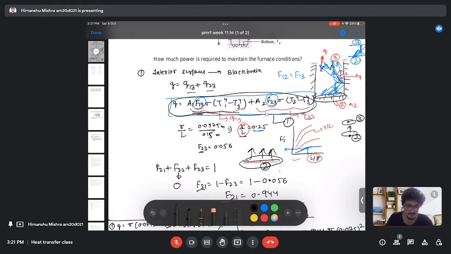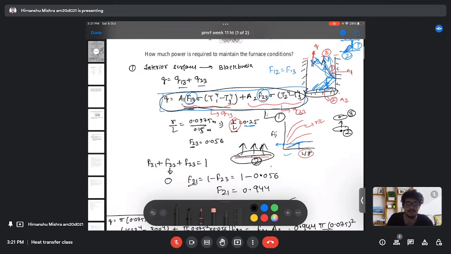So in this question, we first found the view factor. So there are 3 surfaces, and we use the symmetry analysis, we use the chart, and we use the reciprocity rule to find the view factor. So in total, we use the 3 methods to find the view factor.